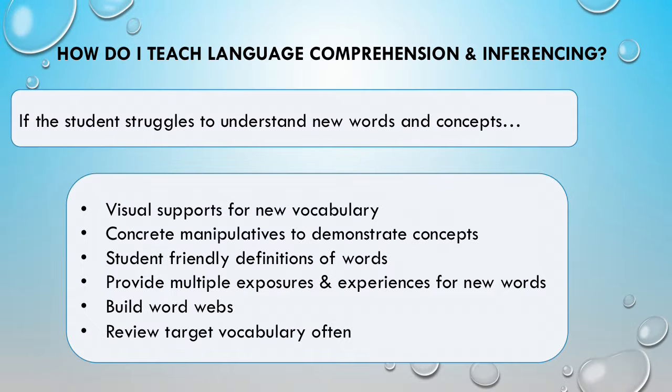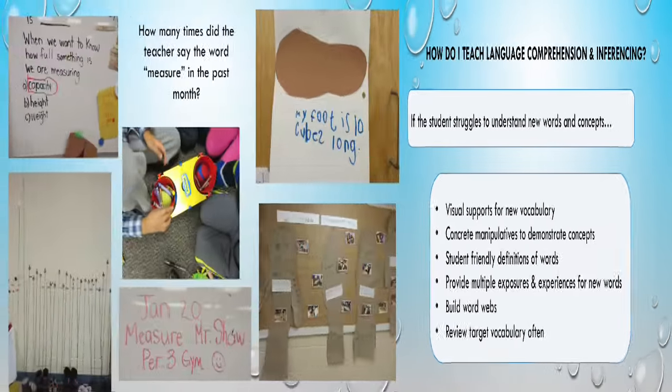How do you teach comprehension and inferencing? Well, if they have trouble with words and concepts, use visual supports for vocabulary. Early years and primary teachers are really good at all of these. Lots of visuals, lots of concrete things, lots of student-friendly definitions, multiple exposures and experiences, lots of review of vocabulary, because you want to be building that vocabulary.